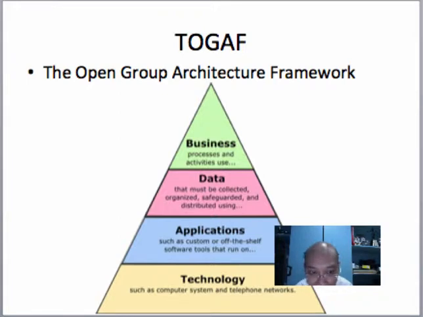The business architecture describes the processes the business uses to meet its goals. The data architecture describes how the enterprise stores data and organizes them and accesses them. The application architecture describes how specific applications are designed and how they interact with each other. And the technical architecture describes the hardware and software infrastructure that supports applications and their interactions.